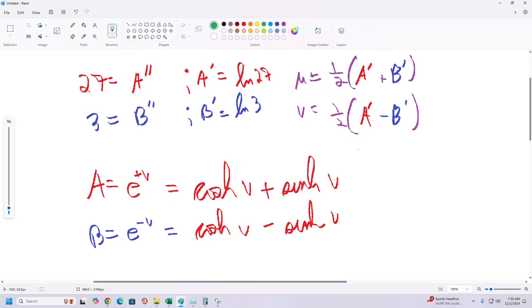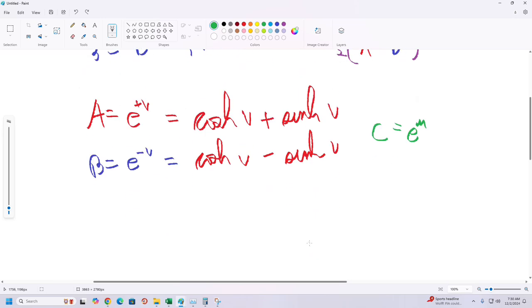C is equal to e to the u, and that's whatever this is. So then we have A plus B in their original double prime forms, the original integers, is equal to C, A plus B, 3 plus 1/3.